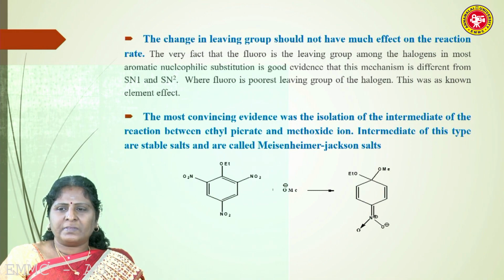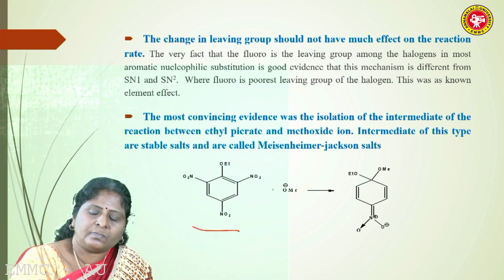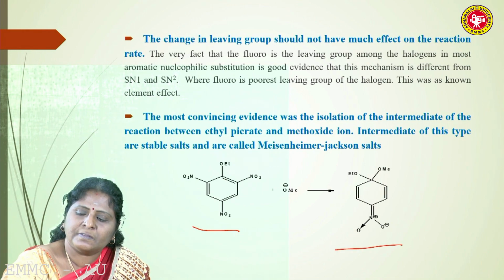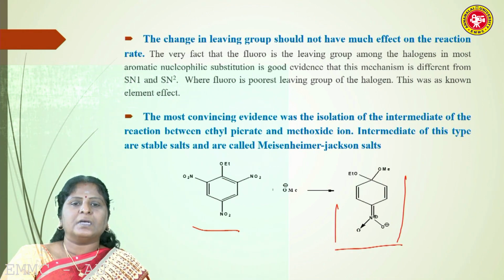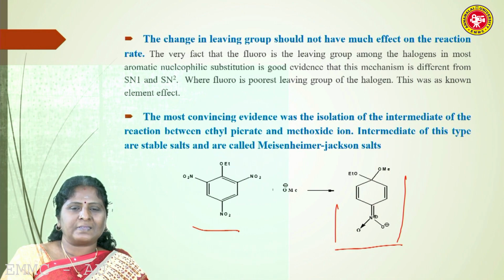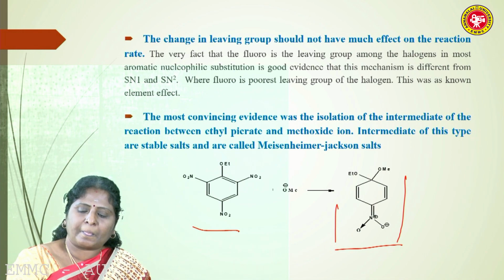The most convincing evidence was the isolation of the intermediate of the reaction between ethyl picrate and methoxide ion. This forms an intermediate of this type. This intermediate was isolated by two scientists, Meisenheimer and Jackson, so it is named after them. This intermediate is called the Meisenheimer-Jackson salt. These salts are separable, so this gives another evidence for the SN-AR mechanism.